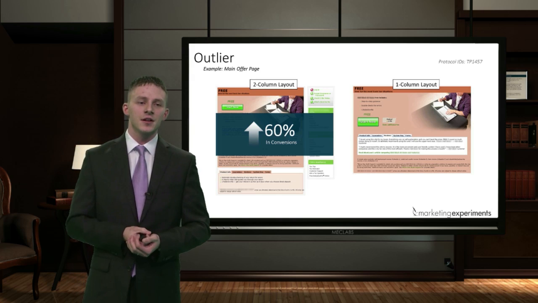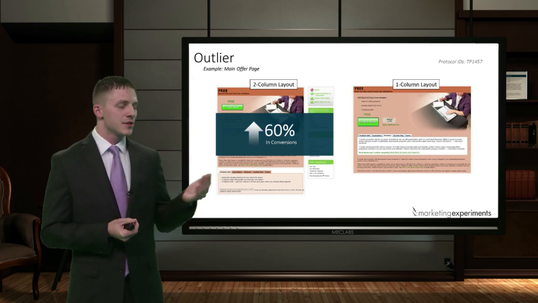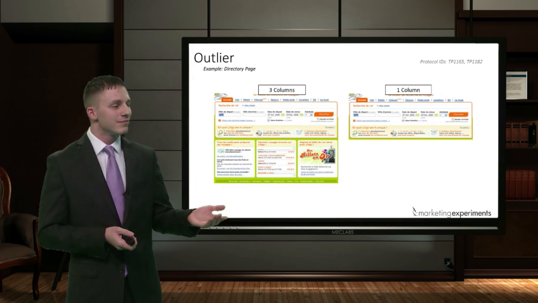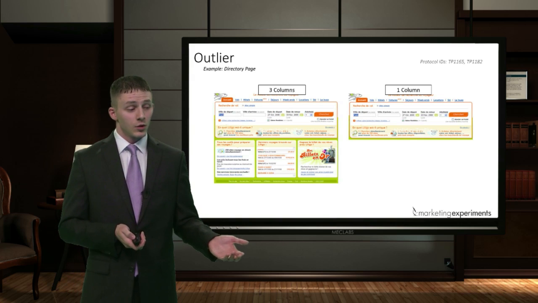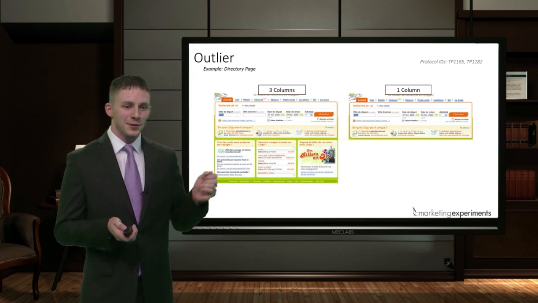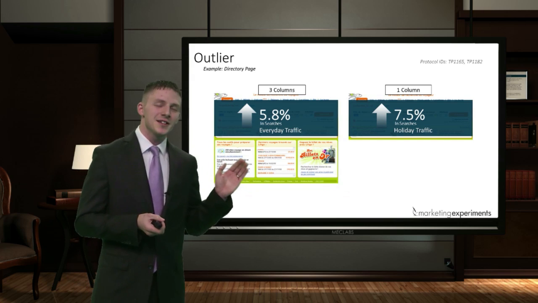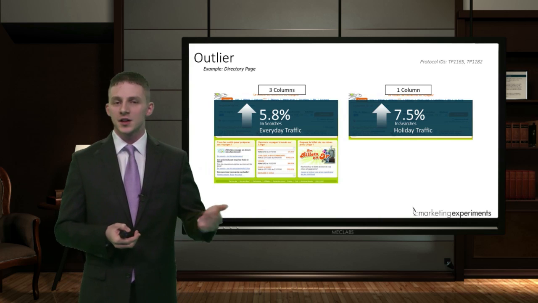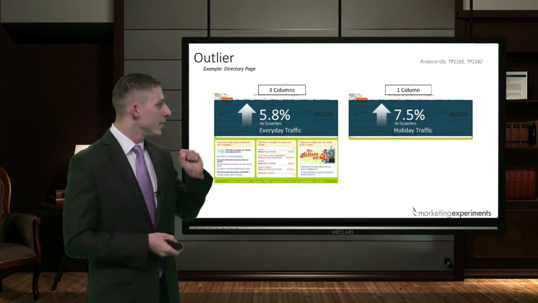And then finally, here's another example, directory page. Oftentimes, these are category pages, home pages. Okay, you've got a three-column and one column. Which one was the winner? Well, they both were. The three column, and this is a European travel site, okay? Booking flights, hotels, think Expedia, but Europe, okay?